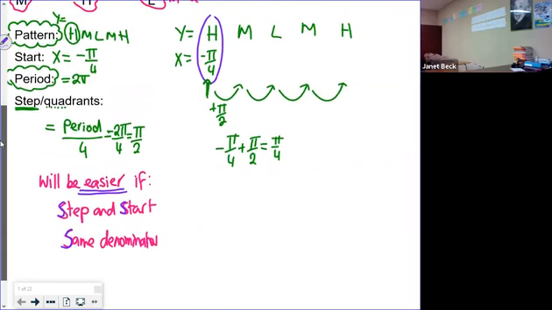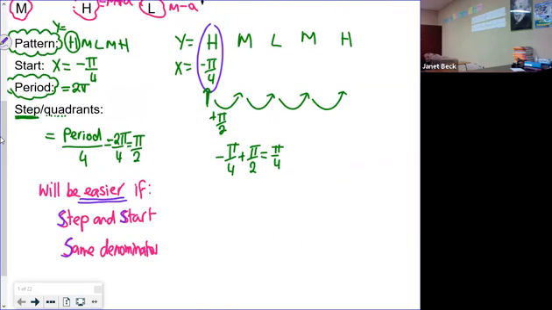So let's have a look at our step and our start. This one's got a denominator of 4, this one's got a denominator of 2. It would be easier if I turn this denominator into a 4 by multiplying by 2, which means I have to multiply the numerator by 2 as well. If I use a step size of 2 pi over 4, this would be much easier.